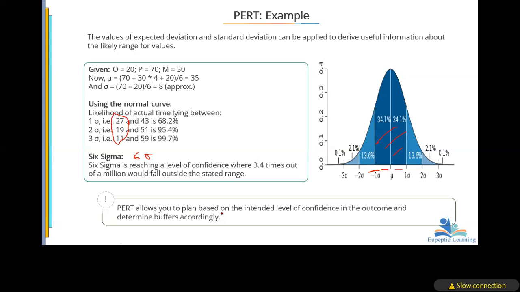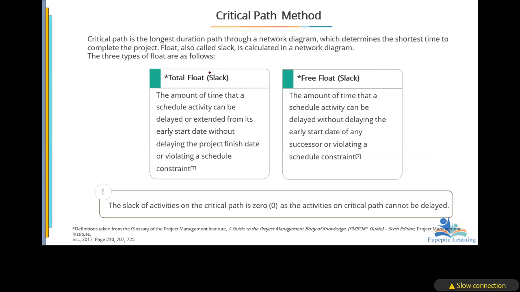PERT allows you to plan based on the intended level of confidence in the outcome and determine the buffers accordingly. Remember, I said that the standard deviation helps you with the buffers. Critical path method. Terms that you're going to encounter: free float and total float. What is the difference between the two?